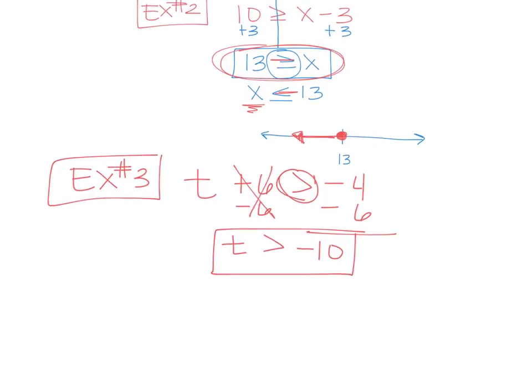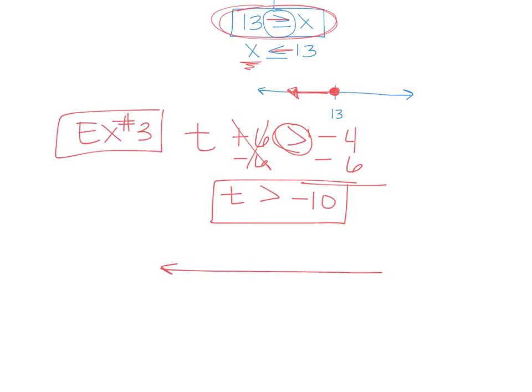How do you graph T is greater than negative 10? What number is going on my number line? Negative 10. Is it open or closed? It's open. And then which direction are we shading? Right. We're going to the right, because T has to be greater than negative 10. So you want all the numbers that are greater than negative 10, which would be all of the numbers to the right of it. The right is right for this one. Sometimes the left is right.